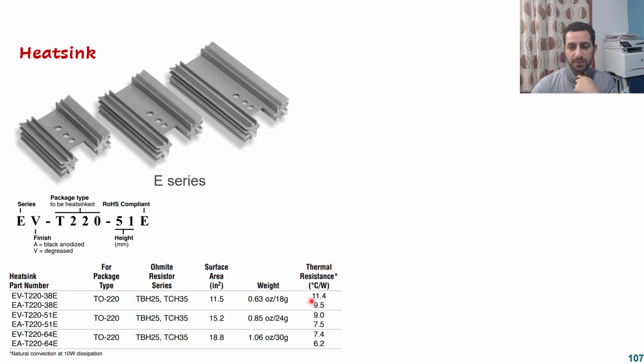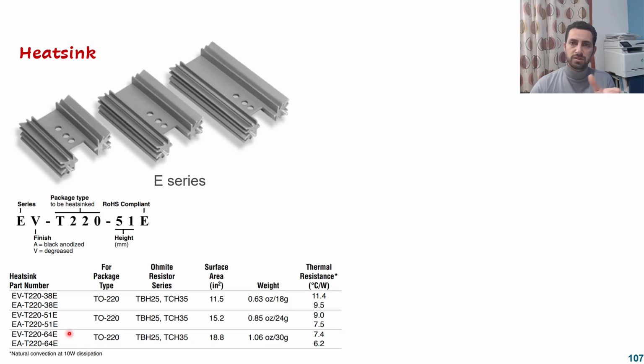For the first one, it's about 11.4, and the second is 9.5, 9, 7.5, 7.4, 6.2. And those thermal resistances have been calculated if the power dissipated is about 10 watt. So these values are specified at 10 watt, for example.